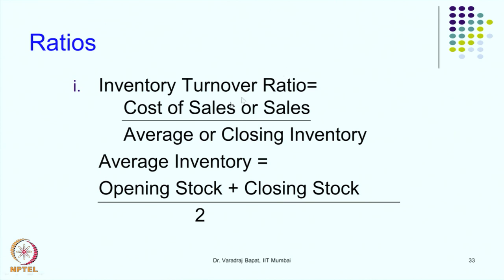The first one we are looking at is inventory turnover. Either we can take sales upon inventory, but more sophisticated would be cost of sales, because inventory is recorded at cost. So in the numerator also we will take cost of sales. Instead of just taking the closing inventory, it will be better if we take average inventory, because we know on an average how much is the stock and how much is the sales generated. So cost of sales upon average inventory is the better or improved formula.